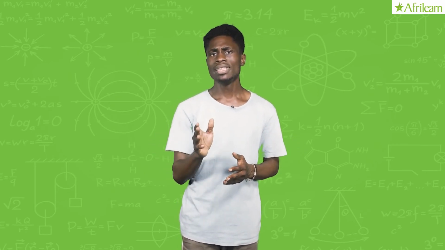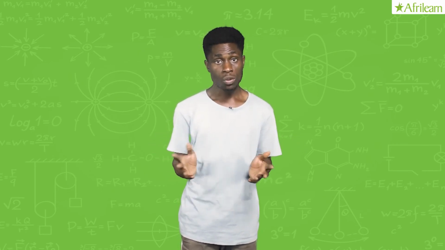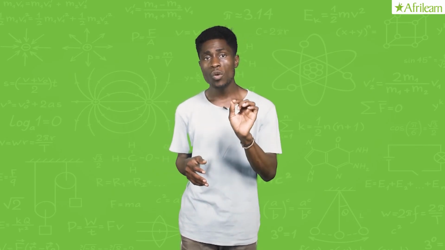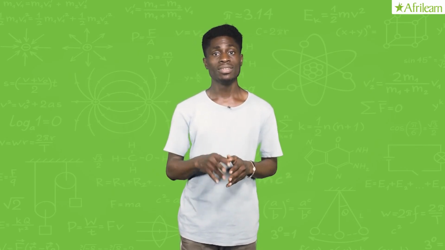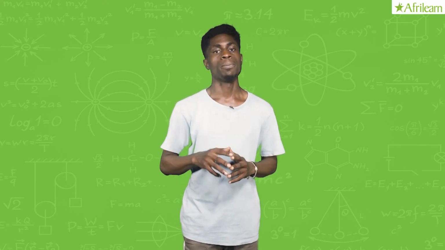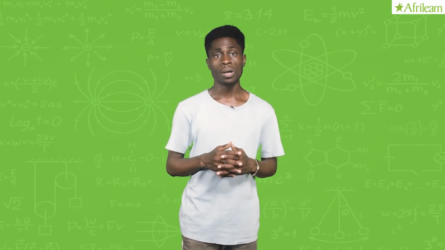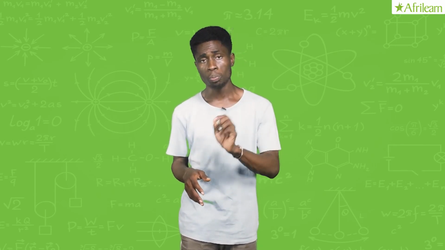Today, we have learned that Ohm's law has its formula, V equals IR, where V is the voltage in volts, R is the resistance in ohm, and I is the current in ampere. With a knowledge of two of the parameters, you can find the unknown parameter.